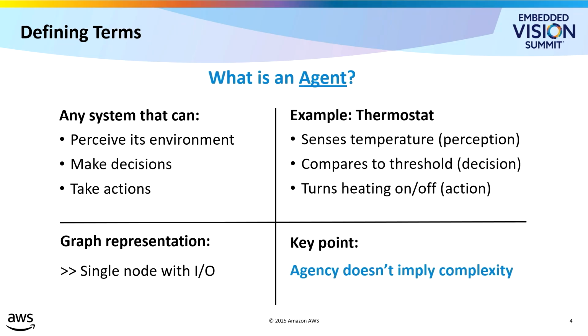It's a piece of software, typically a module that runs independently, that can perceive its environment, make decisions, and take actions. It could be as simple as a piece of software managing a thermostat, sensing temperature, comparing it to a threshold, and then deciding to turn heat on and off. So the point here is agency doesn't have to imply complexity, okay?